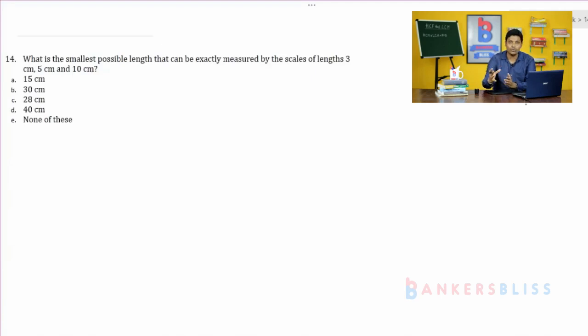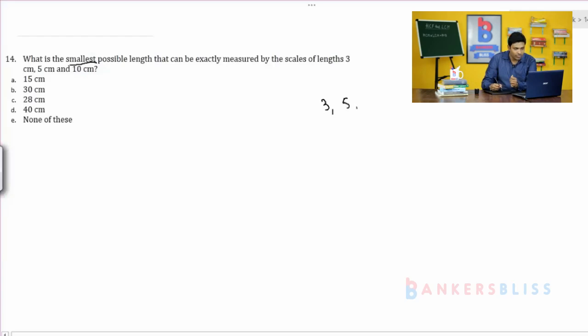So the length of the pole should be divisible by 3, the length of the pole should be divisible by 5 and the length of the pole should be divisible by 10. In the question, they are mentioning that the length of the pole should be smallest. The length of the pole should be smallest means least multiple you have to check. Least multiple is nothing but LCM. So the LCM of 3, 5 and 10.